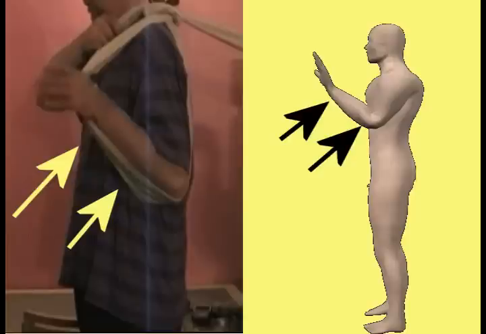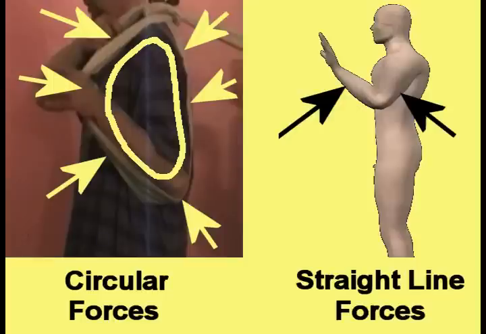As the cloth circle becomes smaller in diameter, the lower and upper arm trapped within the circle are forced to move. The arm of the real-life person is now in a position similar to the one held by the computer model. Instead of straight line forces moving the arm to the raised position, as in the case of the computer model, the arm of the real-life person was raised up by the circular force exerted by the cloth circle.